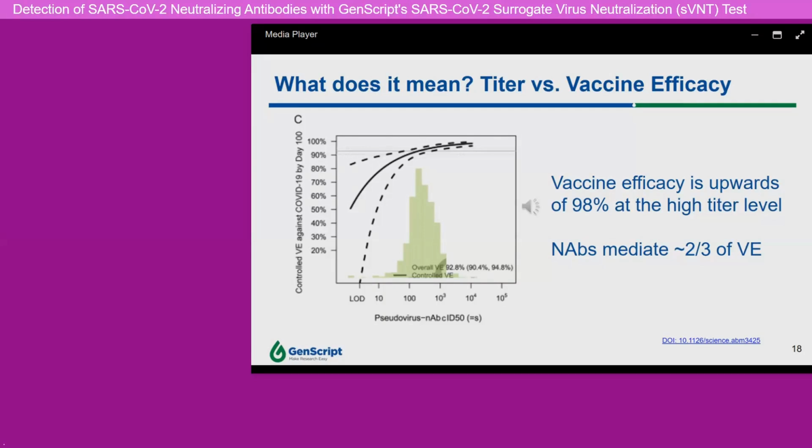Discussed in the paper, they found vaccine efficacy is upwards of 98% at the high titer level. They also found that neutralizing antibodies mediate approximately 2/3 of vaccine efficacy, so pretty important. The estimated risk was also about 10 times higher in those recipients with low or undetectable levels when compared to those with antibodies in the top 10%.